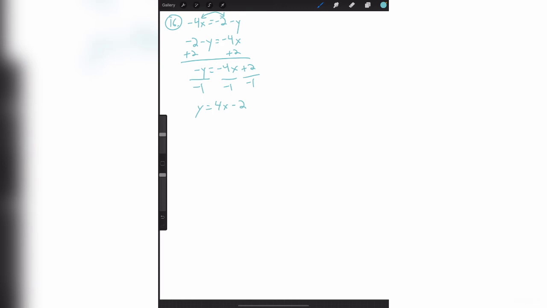All right, and then once I've done that, I need to find my slope. My slope is 4, and my y-intercept is negative 2. There you go.